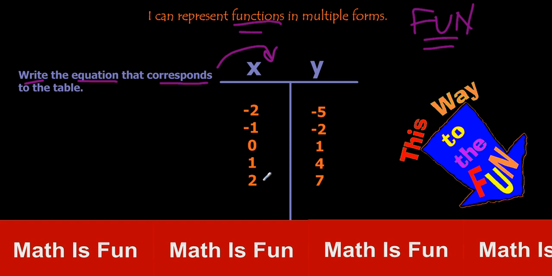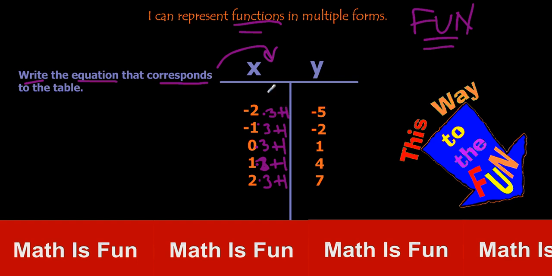I might try multiplication. So I think to myself, what can I multiply 2 by to get close to 7? And I might think, well, 2 times 3 is 6, and then I would have to add 1 to get to 7. Let's see if that works here. 1 times 3 is 3, plus 1 gives me 4. I try 0 times 3, plus 1 gives me 1. Negative 1 times 3 gives me negative 3 plus 1, negative 2. Looks like I'm onto something. Negative 2 times 3 gives me negative 6. Plus 1 gives me negative 5.